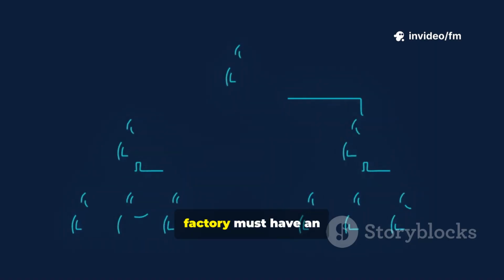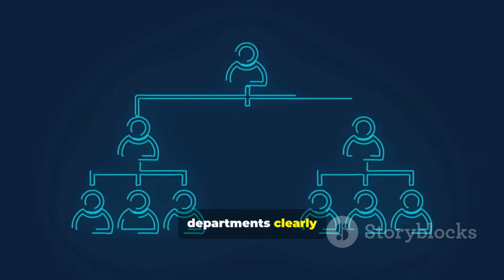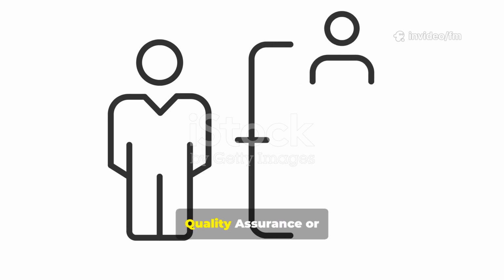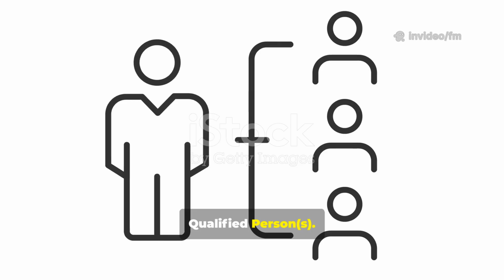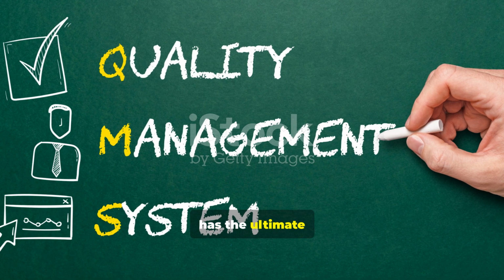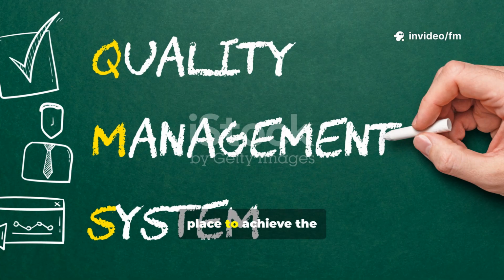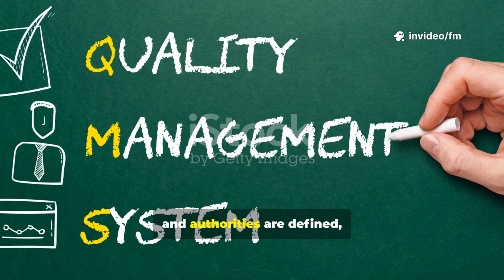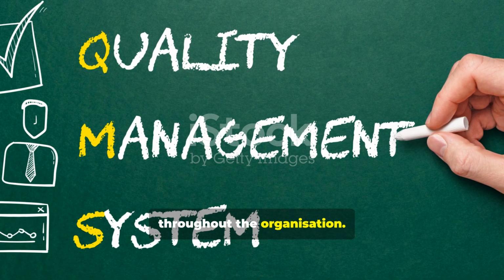The pharmaceutical factory must have an organization chart in which the relationships between the departments are clearly shown in the managerial hierarchy, particularly production, quality control, and where applicable quality assurance or quality unit, in addition to the position of the qualified persons. Senior management has the ultimate responsibility to ensure an effective pharmaceutical quality system is in place to achieve the quality objectives, and that roles, responsibilities, and authorities are defined, communicated, and implemented throughout the organization.